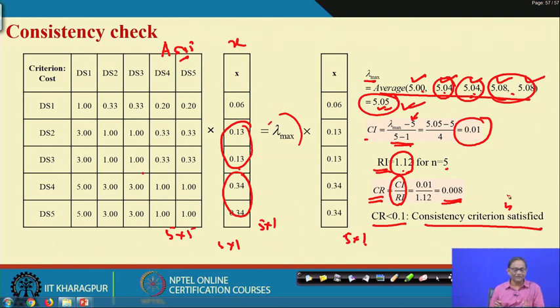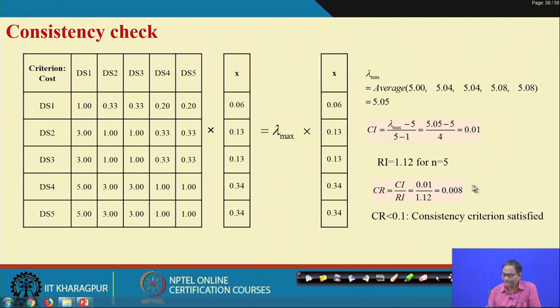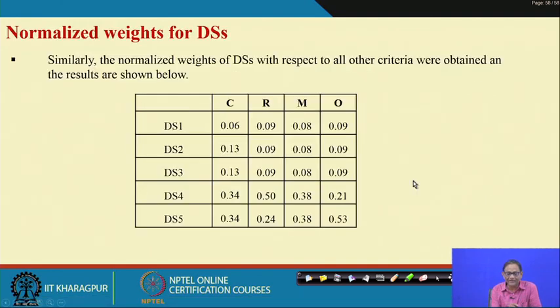So, you have to do it for the other comparison matrices related to reliability, maintainability, operability, as well as for the criteria comparison matrix. Similarly, for the criteria also you will get the normalized values, because each entry of a column will be divided by the column sum, the way we have done for the design solutions with reference to cost.